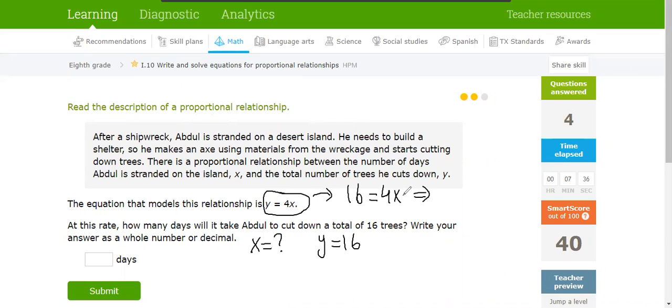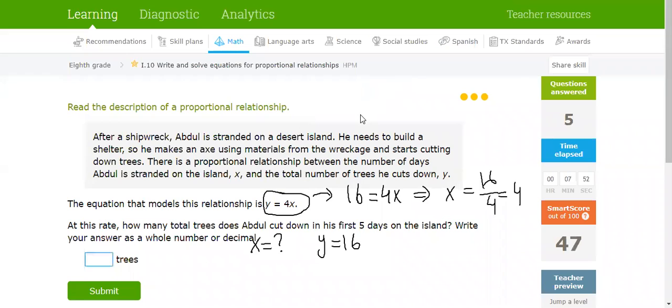So in order to find x, we divide 16 by 4. 16 divided by 4 will give us the answer. 16 divided by 4 is 4. So it's going to take 4 days. Okay, so another question about the same one.